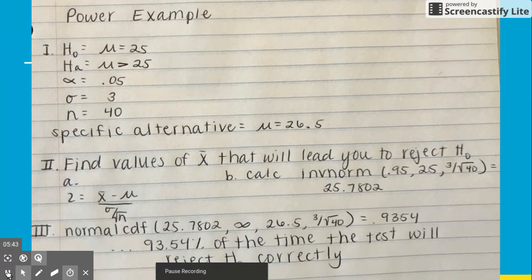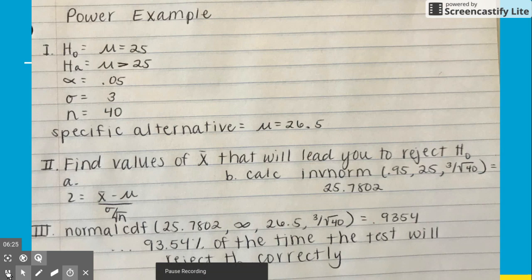In step 2, you find the values of x bar that will lead you to reject the null hypothesis. You can either use the formula under A or the calculator function of inverse norm, and you would do 0.95. Then the mean, which is 25, then the standard deviation divided by the square root of n, which here is 3 divided by the square root of 40, and you get 25.7802. And this means that there's a 5% chance that x bar will equal 25.7802 when the mean is 25.